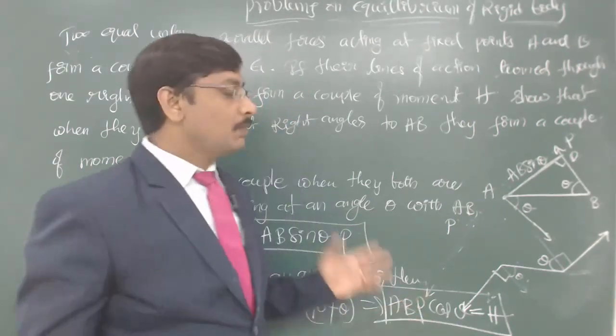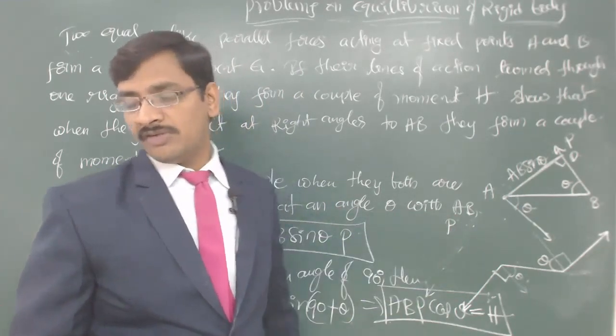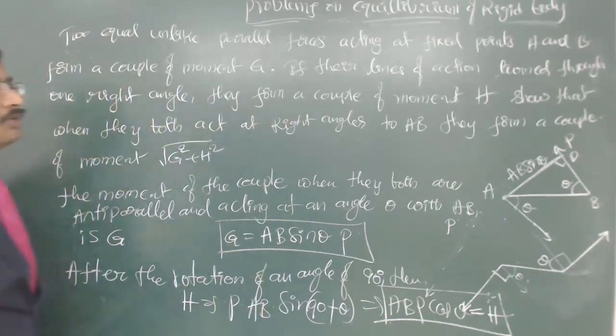Now when they both are at right angles to AB, then the new moment will be, so first you note down this, we are going to calculate that. Done? Note it down.